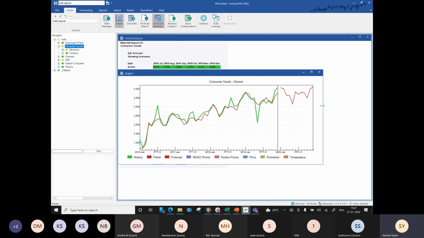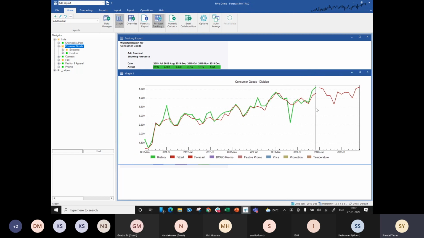we have. Within the system, we have actual historical data till December 2019, and it is using the actual data till December 2019 to forecast for the next 12 periods. That's how this report, that's how this project is created.